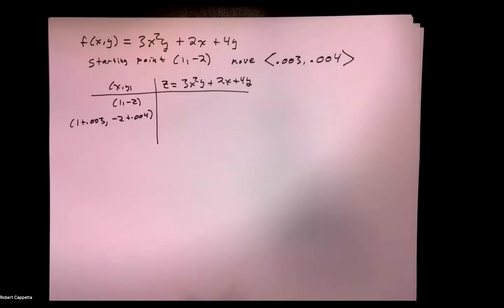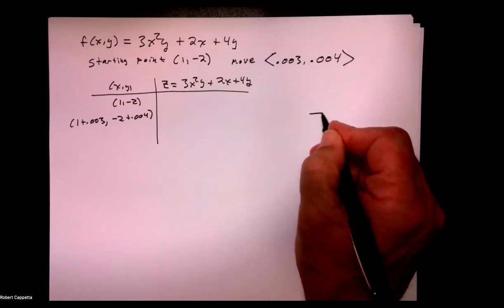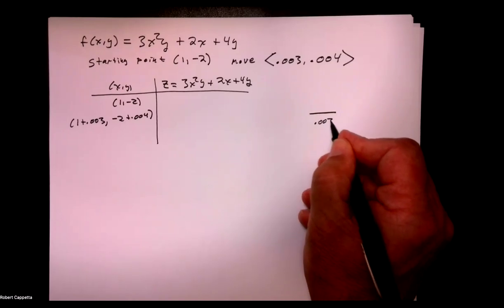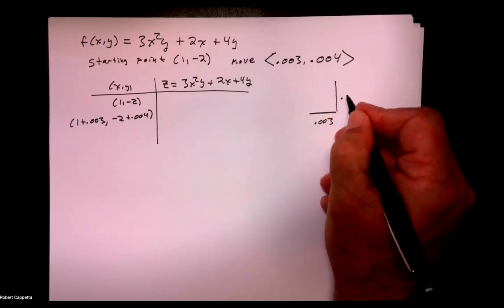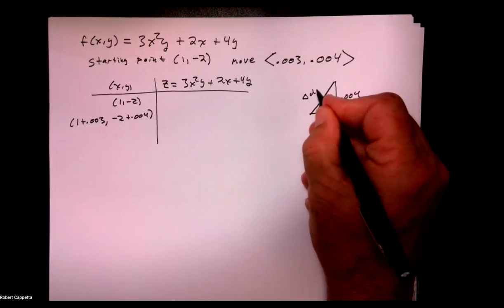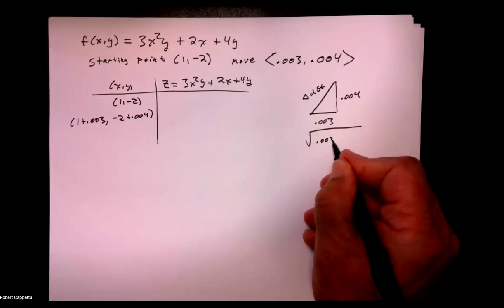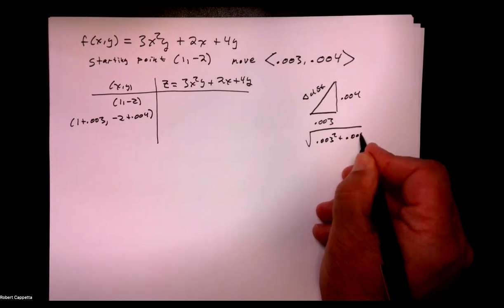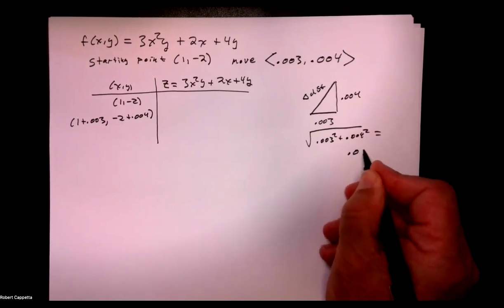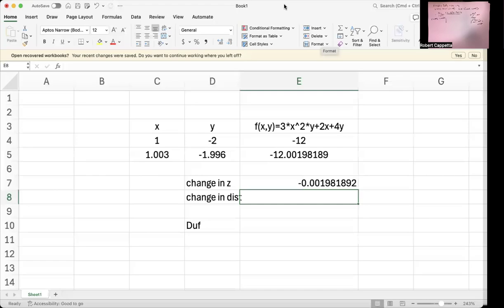Well, we see that we are going in the 0.003, 0.004 direction. So how big is that thing going to be? If this is 0.003, and this is 0.004. There's my change in distance, which will be the square root of 0.003 squared plus 0.004 squared, which probably doesn't surprise you, is 0.005. So as we go back to the spreadsheet, what do we see? We'll make our change in distance 0.005.